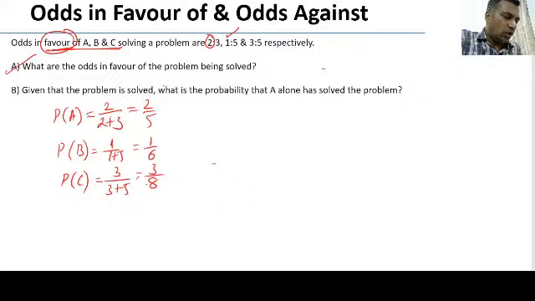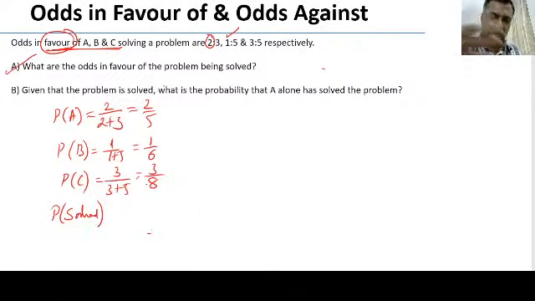Now the question is, what are the odds in favor of the problem being solved? What is the probability that the problem is solved? We already know that. The answer here is the total probability of the problem being solved, which means at least one of them should solve. 3 friends: I am solving here, you are solving at your place, and one other person is solving at his place. What's the probability of the problem being solved? At least one of us should solve.